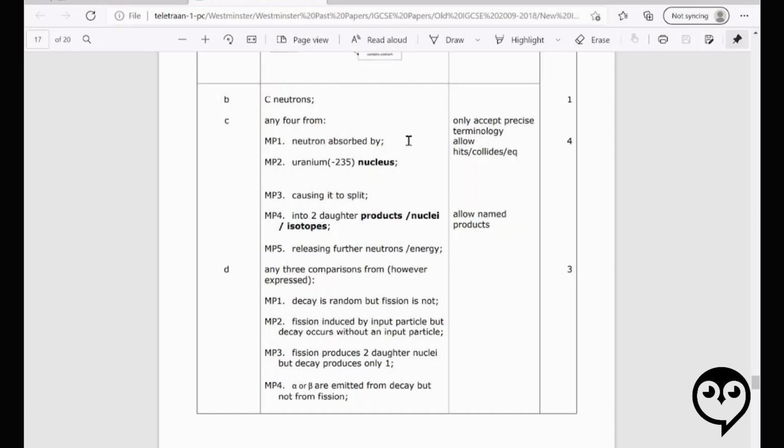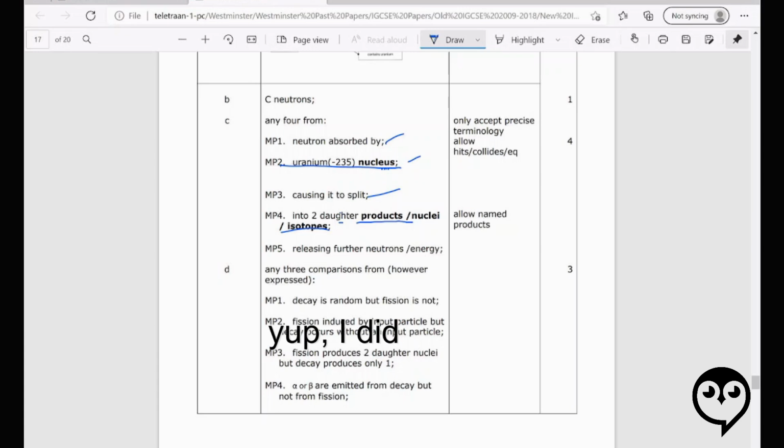The neutron is absorbed by the uranium nucleus. It causes it to split. I think we've already got 3, and then it's going to create daughter products, daughter isotopes. Ooh, don't say daughter cells. I've seen a lot of students say daughter cells. I don't know if I accidentally said that a moment ago, because with mitosis you get daughter cells, and I think some students get confused. Okay. Oh, and then it releases more neutrons, we said, and energy. Okay, so I think we're okay. We got that, but know that process.